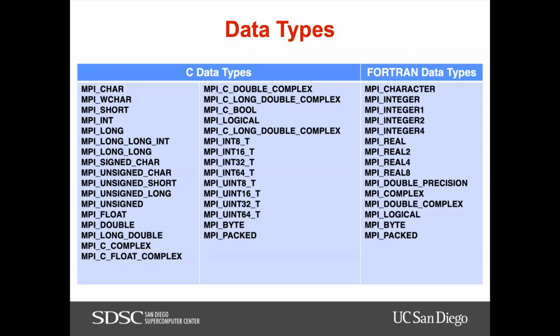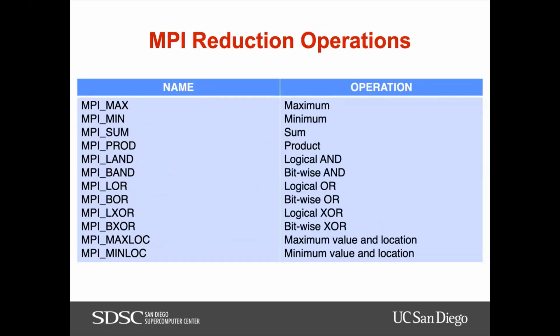So we looked at integer and float, but there's also characters, long ints, unsigned characters, float, long doubles, complex numbers, and so on, in both C and Fortran, basically. And you can also do user-defined ones. But remember that a lot of data types are already defined.